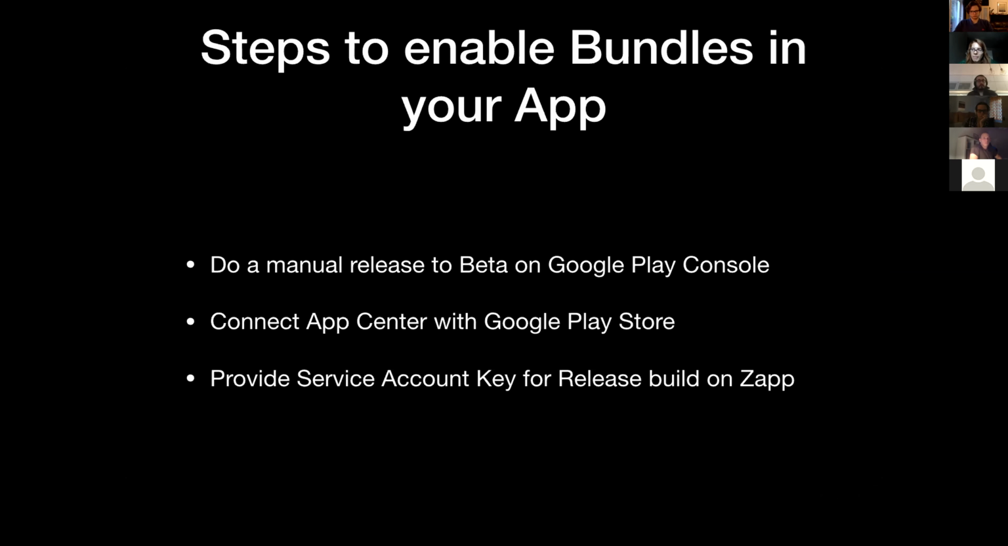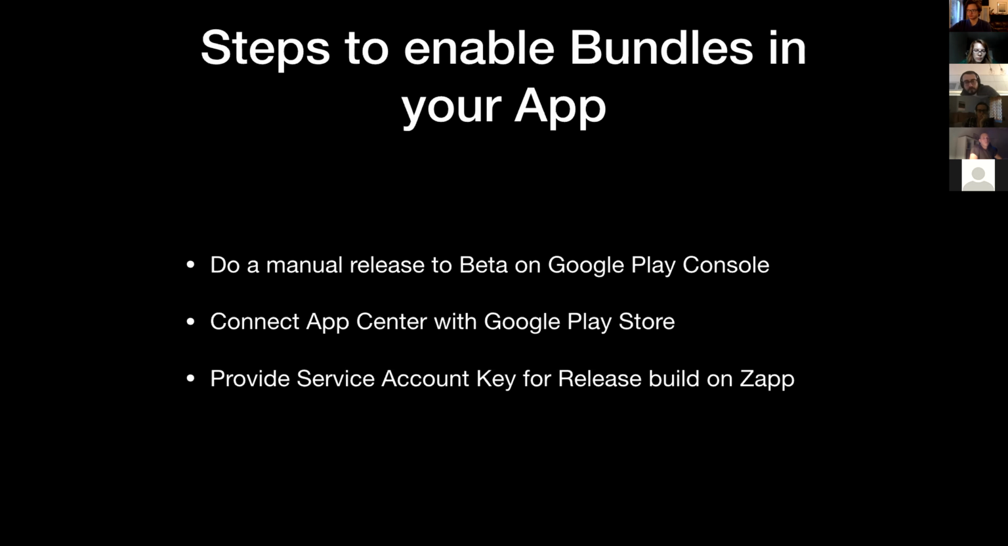All right, so how do you enable bundles in your app? Unfortunately, with Google Play, you have to do the first release manually on the beta track. Then the next step is to connect your App Center with Google Play. And the last step is to provide the service account key during the release on App Center.